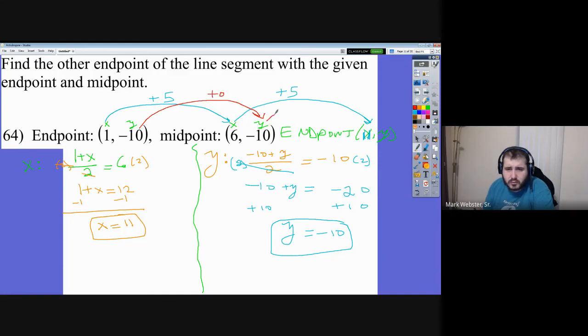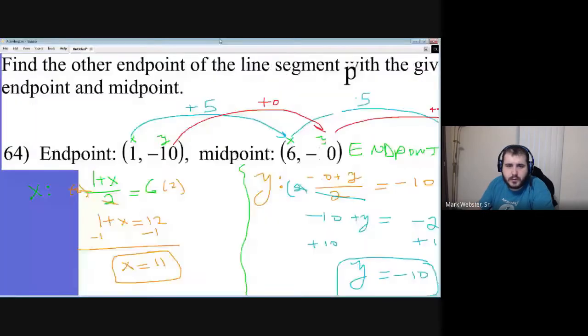So if I go 0 more, I'm still at negative 10, right? And that jives with what we got down here. And again, I'm not telling you you have to do it one way versus the other. I just showed you 2 perfectly good ways to do it. You pick the one you like best. That's fine.